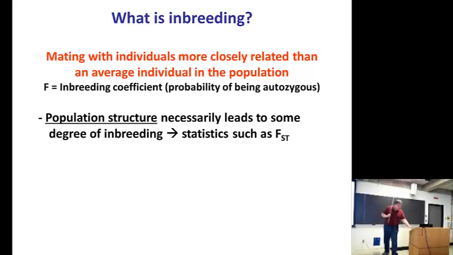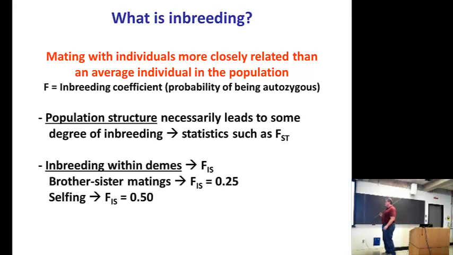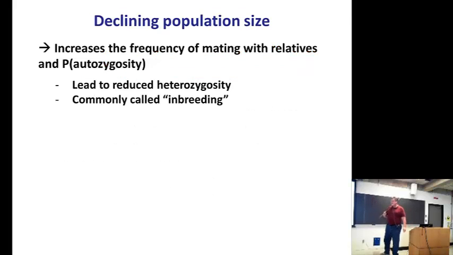The sort of inbreeding that I'm interested in is inbreeding that occurs within local groups, so non-random mating that occurs within local groups, such as, say, brother-sister matings, which give you an inbreeding coefficient of 0.25, or selfing within plants, which gives you an inbreeding coefficient of 0.5. So this is how population geneticists typically think about inbreeding.